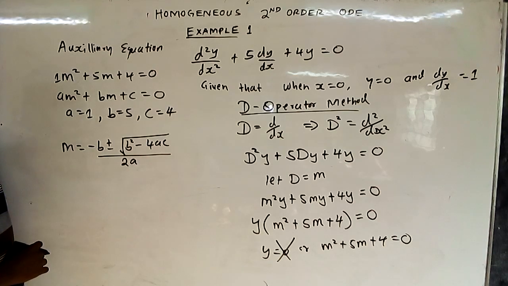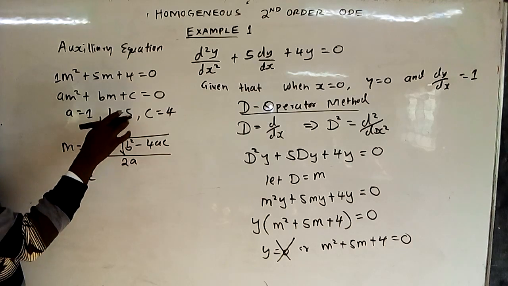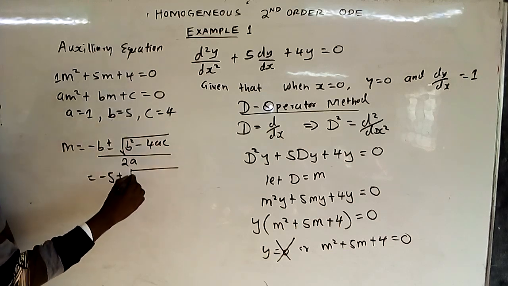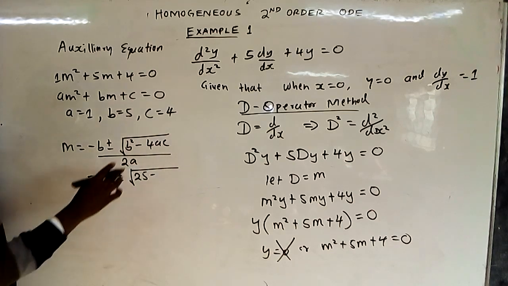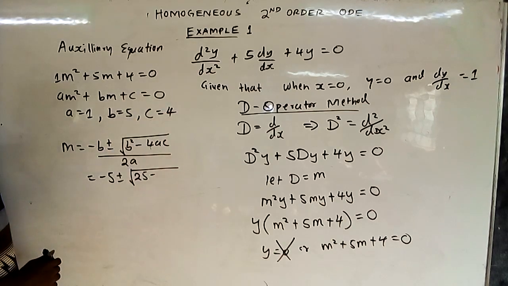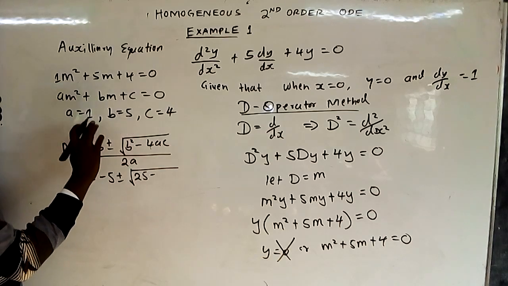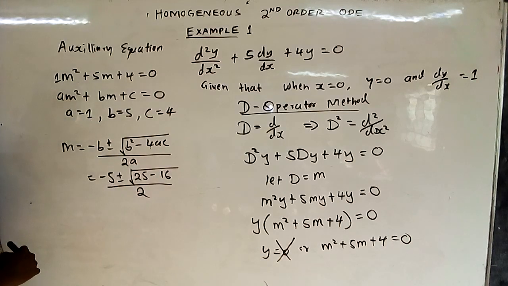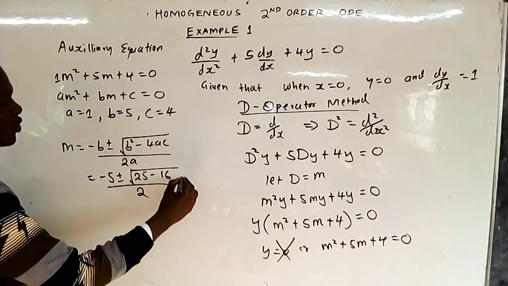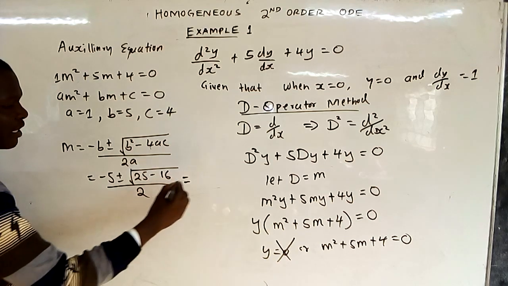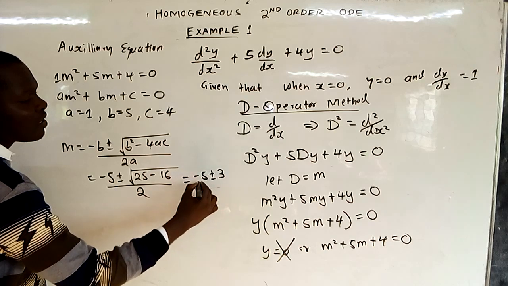So do the substitution: minus b is minus 5, plus or minus the square root of b squared, that is 5 squared, which is 25, then minus 4ac: 4 times a times c, 4 times 4 is 16, 16 times 1 is 16, over 2 times a, 2 times 1, over 2. So what do we get for m? 25 minus 16, square root of 9. What is root 9? It is plus or minus 3 over 2.